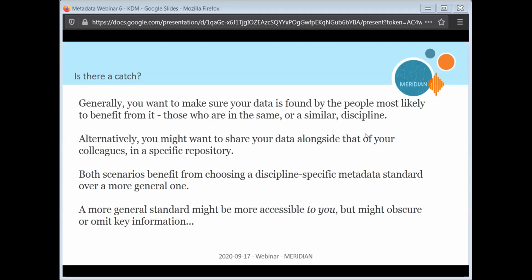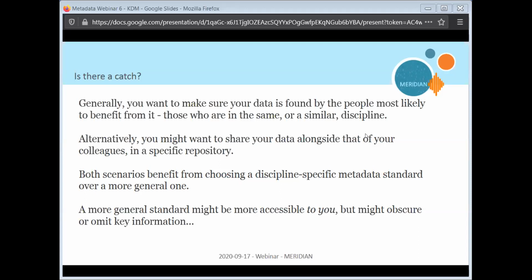Now, I know you're all probably thinking a general standard is going to be so much easier though. Look at this, 15 fields as compared to hundreds. And sure, if you are the only one in that field, and you're the only one who has to answer questions about your data, you can fill a more simple one. But it might also hide information that people really need to understand.